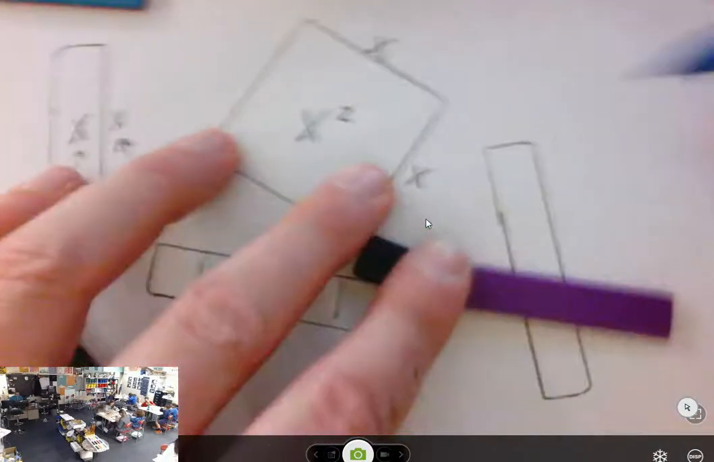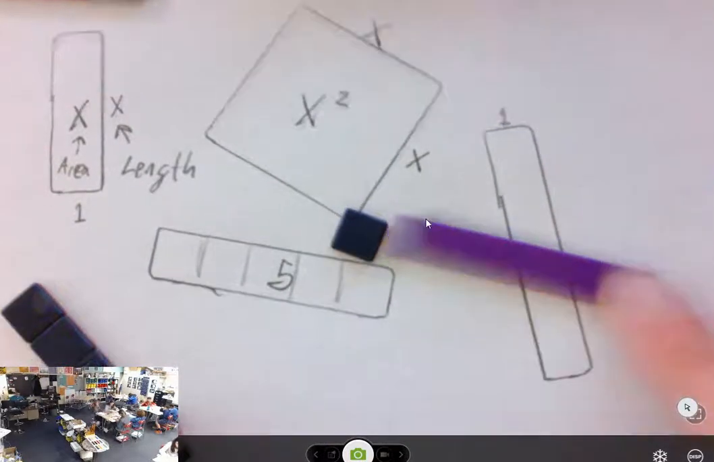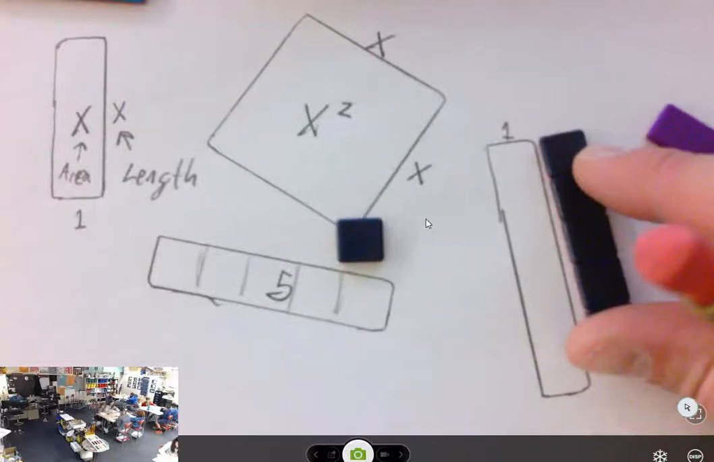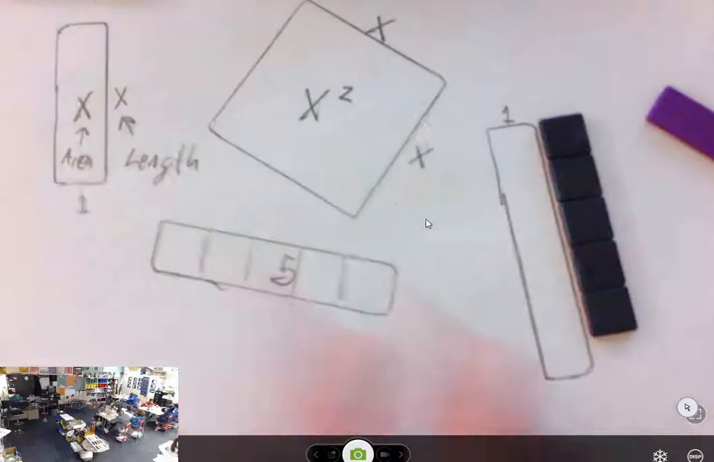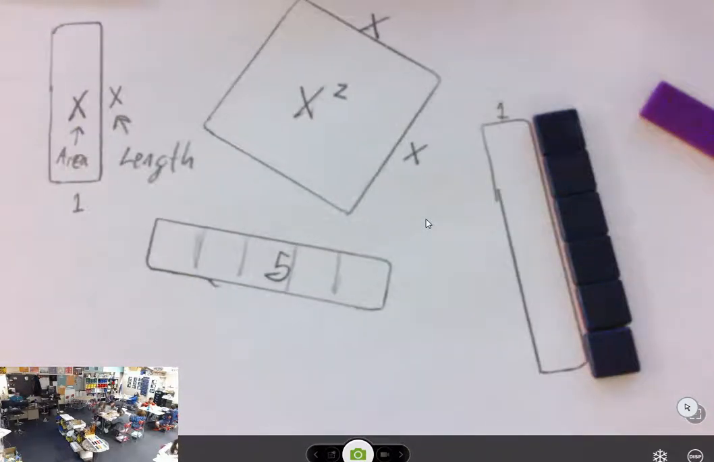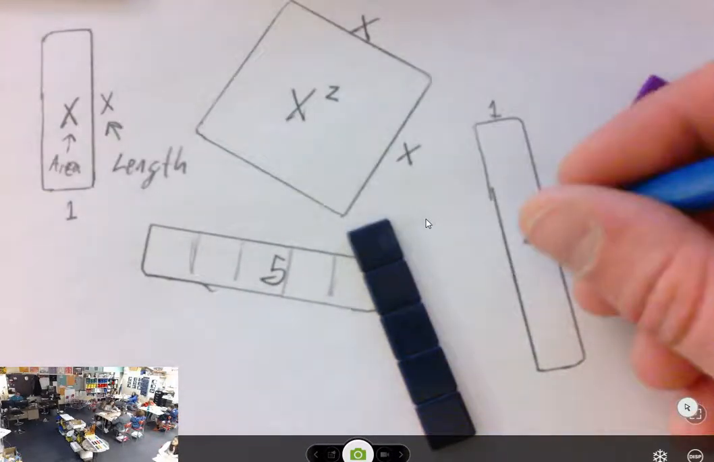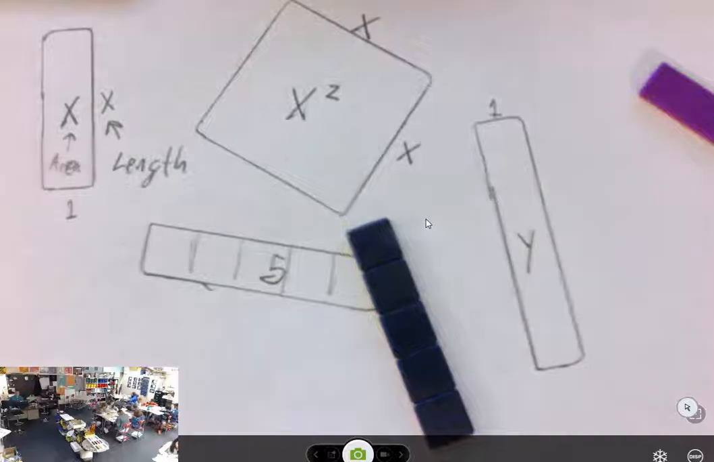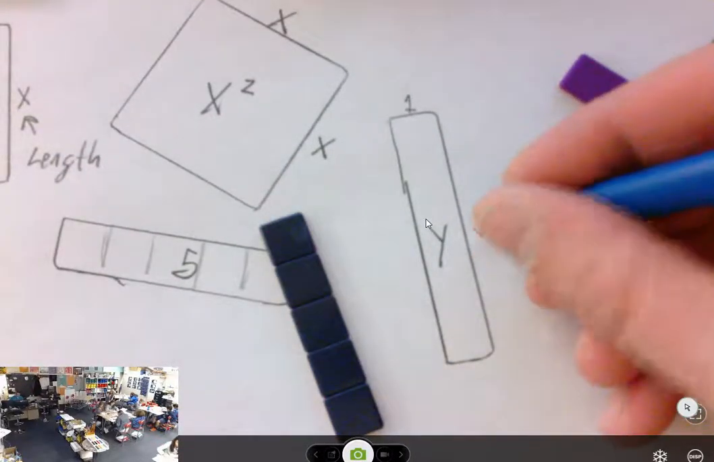So I know that this dimension is 1. Do I know the long dimension? No. More than 5, or at least it's not 5. 6 is too much. 5.75. Are we sure? No. So if we want to give it a variable, let's use y, which means its length is y.